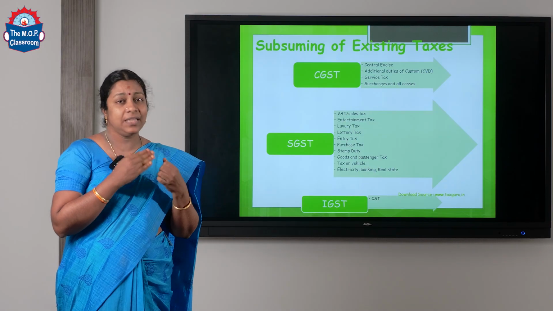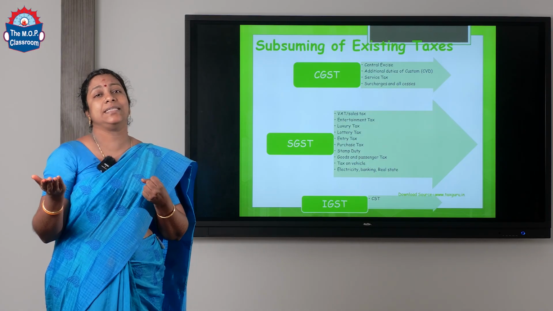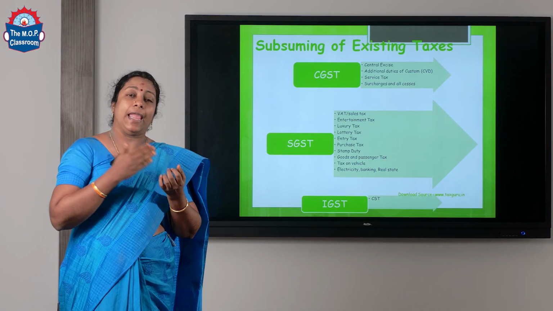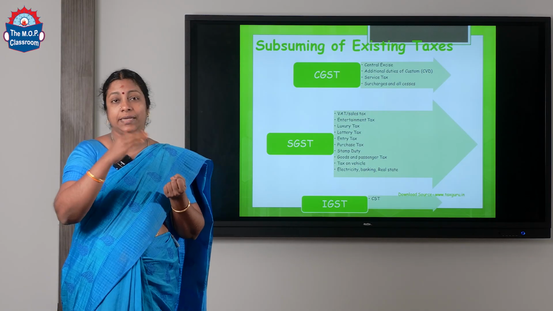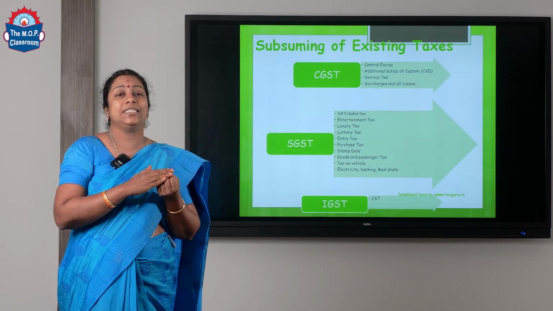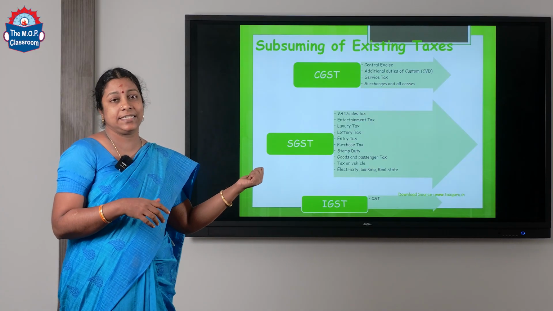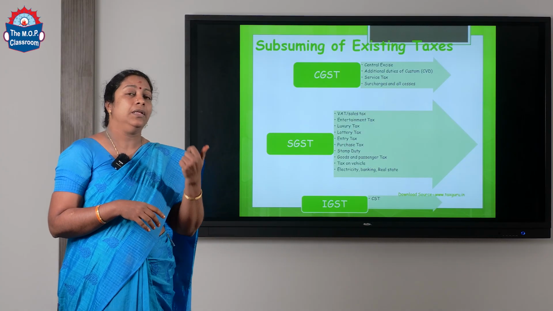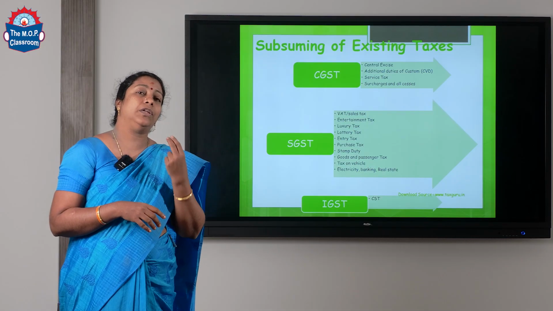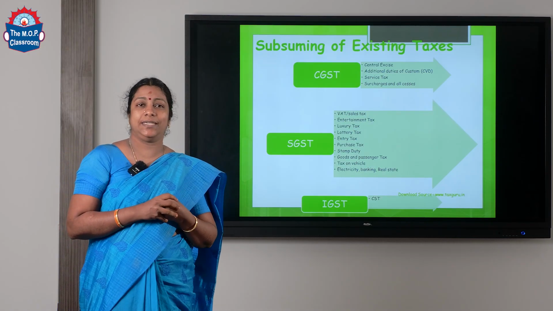But when the transaction is crossing the state borders, either it can cross Tamil Nadu or it can cross India, whatever it is, once it crosses the state borders, then automatically the role of IGST will be played. So, we were explaining the dual GST model. What is the meaning of dual GST model?